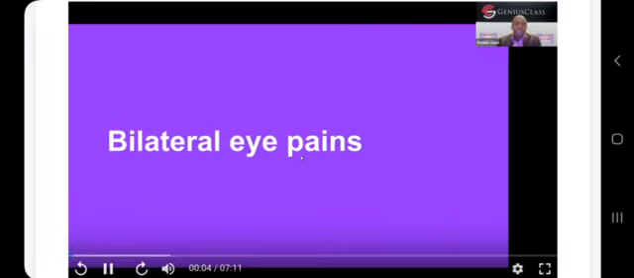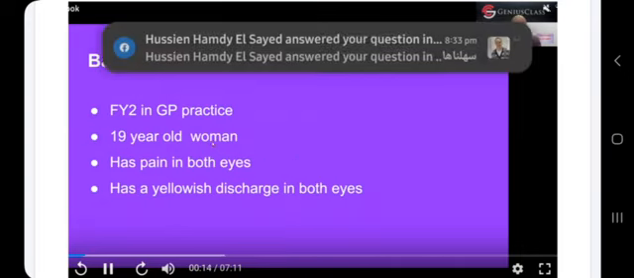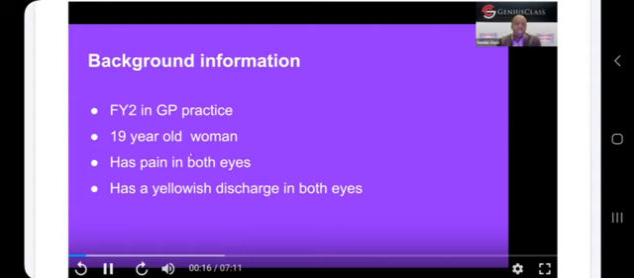Our next task is bilateral eye pains. In this particular case, you're an FY2 in a GP practice. You've got a 19-year-old woman who presented with bilateral eye pains. So she has pain in both eyes. She also has yellowish discharge in both eyes. She experiences sticky eyes in the morning, or matting of the eyelids in the morning.